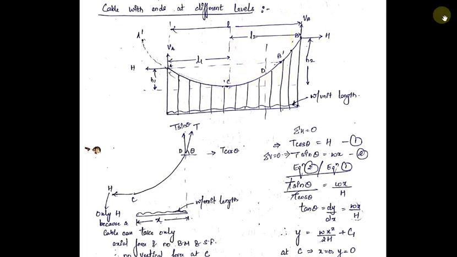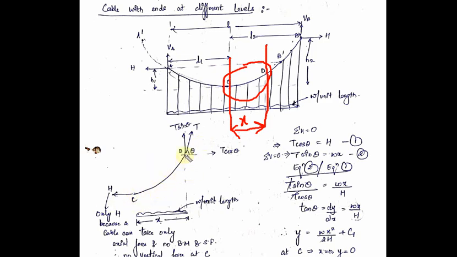So for this, we will now take a section D. We have taken a section D from point C at a distance of X. Now this part of the cable is CD. We will draw the equilibrium, the free body diagram, of this CD part. So this is your CD part.